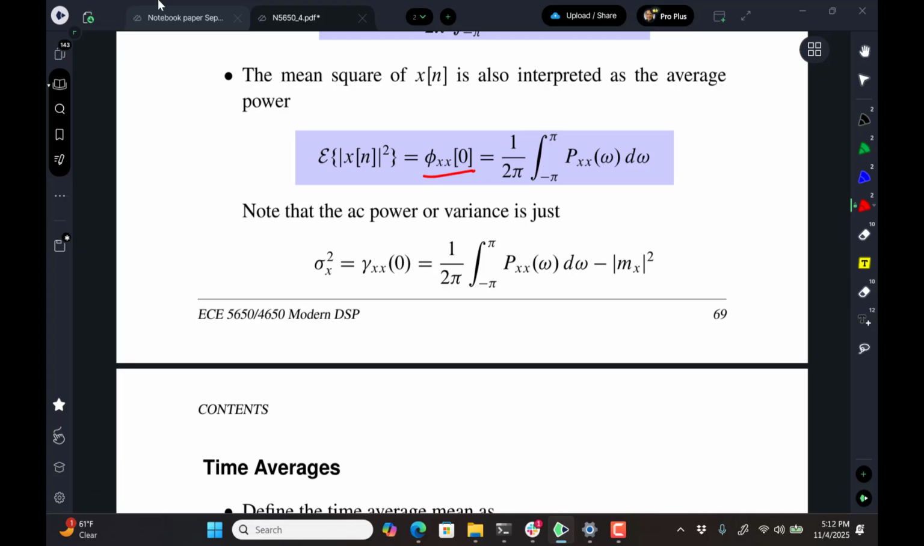Earlier we talked about the autocovariance at 0 just being variance, so that is the AC power. AC power and variance are synonymous with each other. Total power is synonymous with the mean square. So if we wanted to integrate the power spectrum, we'd have to subtract the DC power, but in most cases of radio communications and so on, there is no DC power on the transmitted waveform, so that term generally is 0.